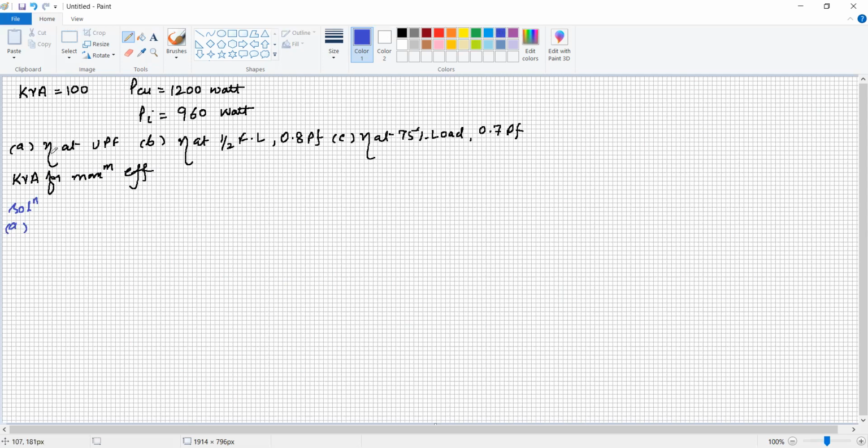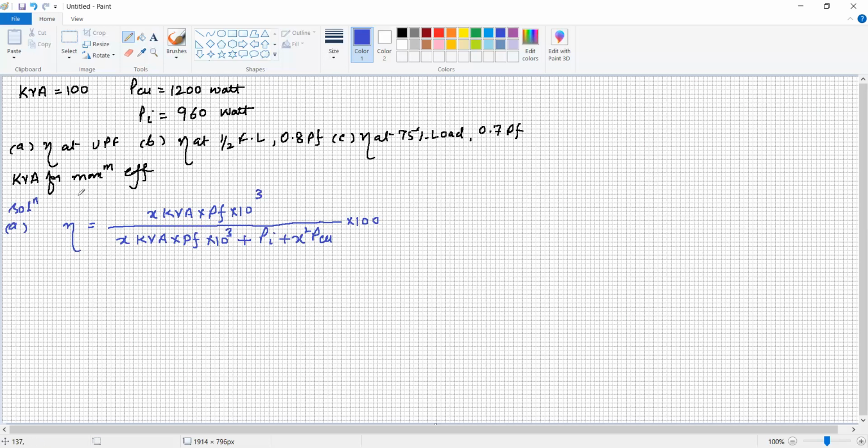A, what do we want? Full load efficiency at unity power factor. Our equation for the efficiency of the transformer is: X kVA into power factor into 10⁻³, divided by X kVA into power factor into 10⁻³ plus PI plus X square PCU. This is the general equation.